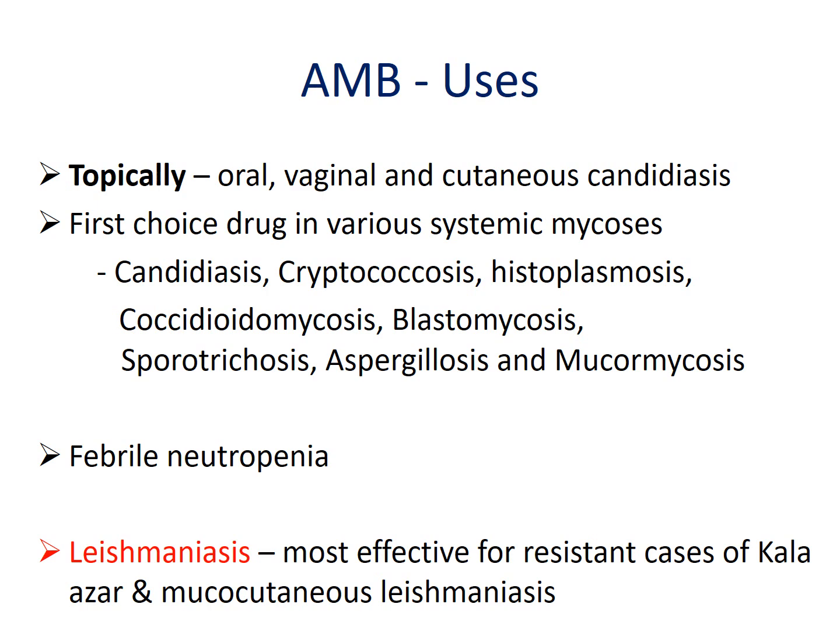Coming to the uses of amphotericin B, topically it is used for oral, vaginal, and cutaneous candidiasis, and it is also a first line of choice for various systemic mycoses, which include candidiasis, cryptococcus, histoplasmosis, coccidioidomycosis, and blastomycosis. Others include sporotrichosis, aspergillosis, and mucormycosis, and it can also be used for the treatment of febrile neutropenia. As I told you, it is active against a few species of Leishmania. It is helpful in leishmaniasis also, more effective for resistant cases of Kala Azar and mucocutaneous leishmaniasis.